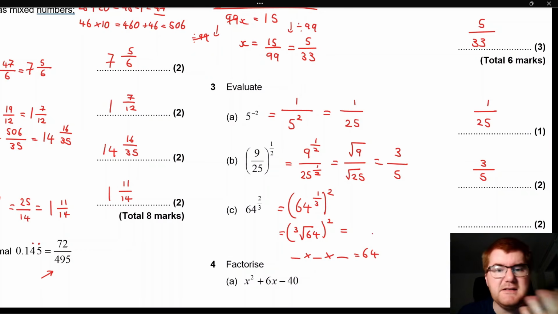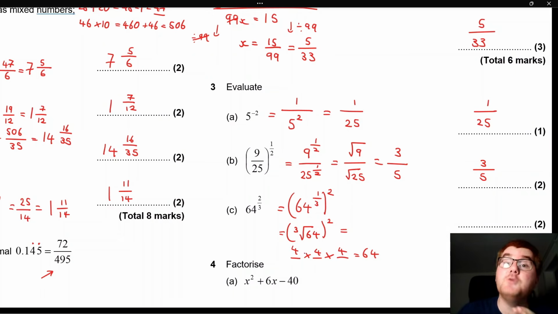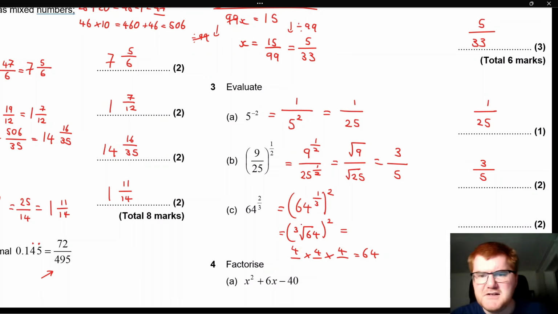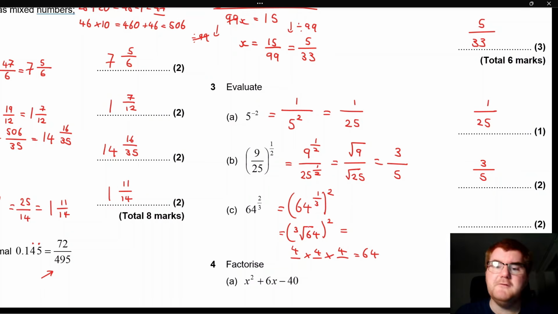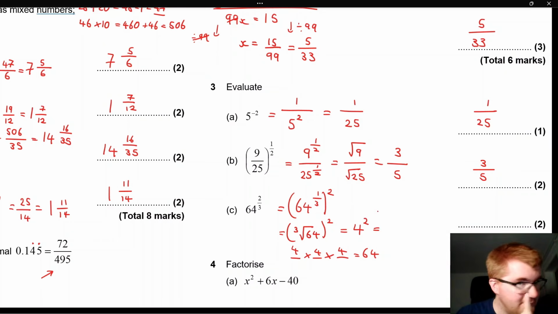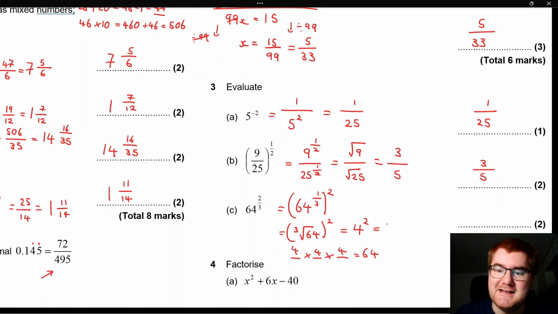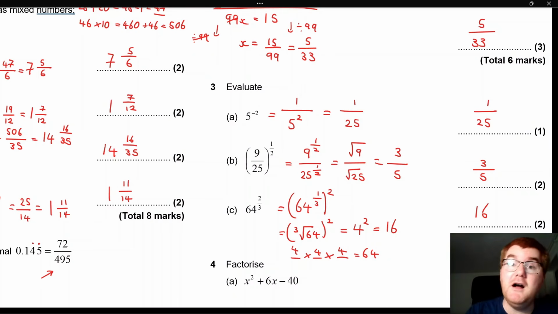It's a non-calculator paper. So with a little bit of thought, you can try 3 here. 3 times 3 is 9. 9 times 3 is 27. That's too small. But if we try 4 here, again, we can do a quick check. 4 times 4 is 16. 16 times 4 is 64. So that means then the cube root of 64, working backwards, is equal to 4. And then if we just square 4, remember this is not 8. Watch out for that. 4 times 4 is equal to 16. So we pop that in for our 2 marks.